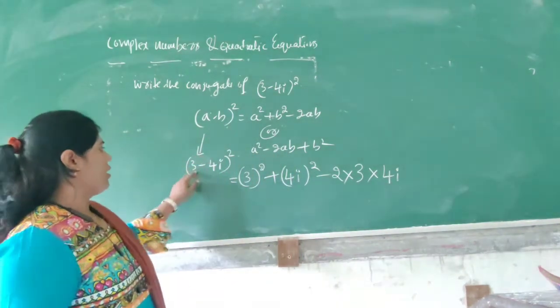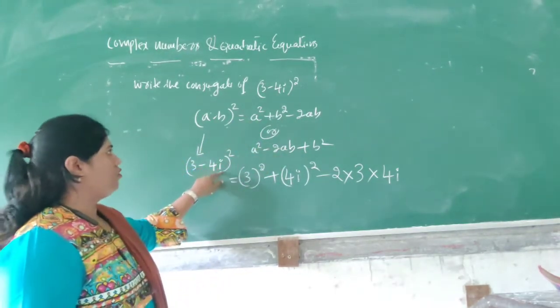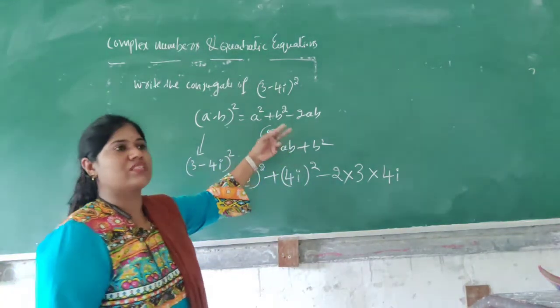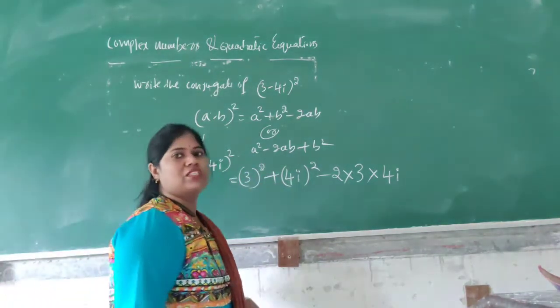So a square is 3 square plus b square. b square is (4i) whole square, minus 2ab. The 2 is there in the formula. Minus 2, a is 3, b is 4i.